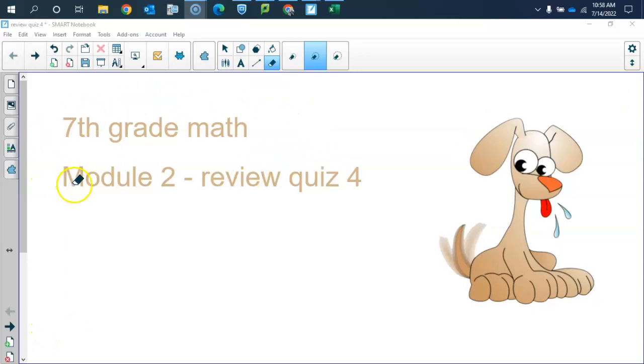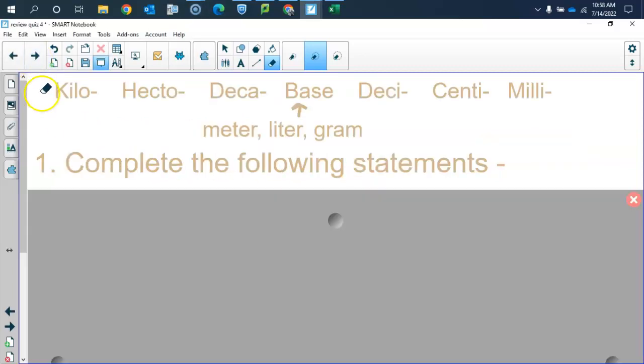All right, guys, this is the review for the quiz in Module 2, Quiz 4. The first thing I want to review with you is converting from one metric unit to another. So here's our metric.